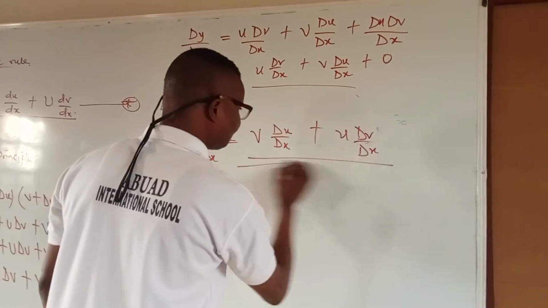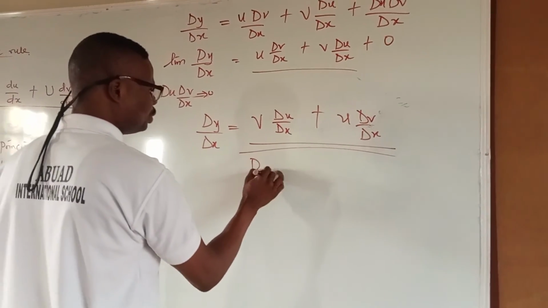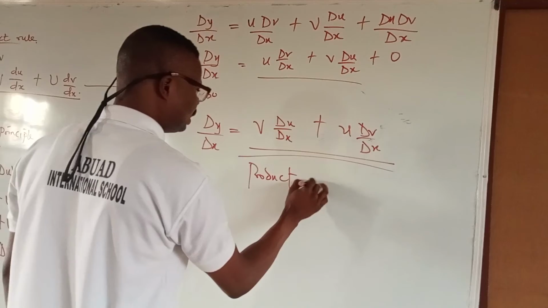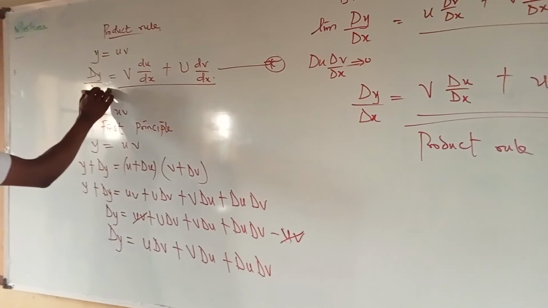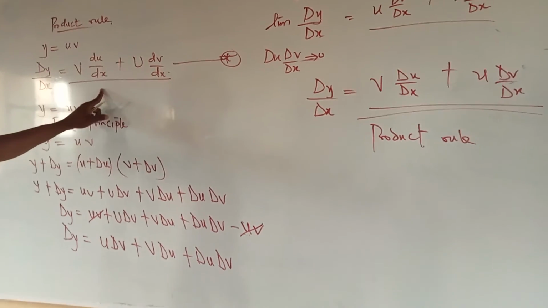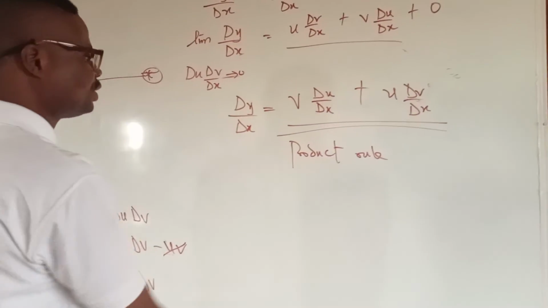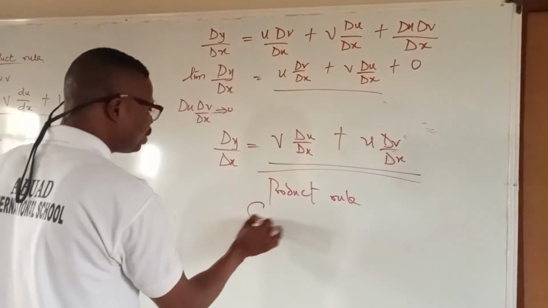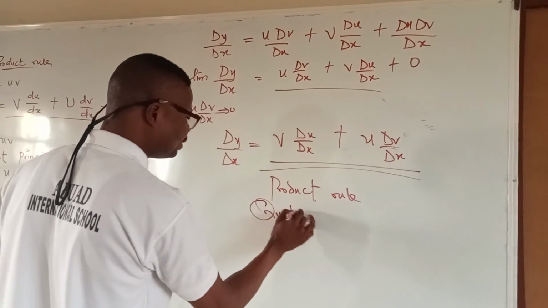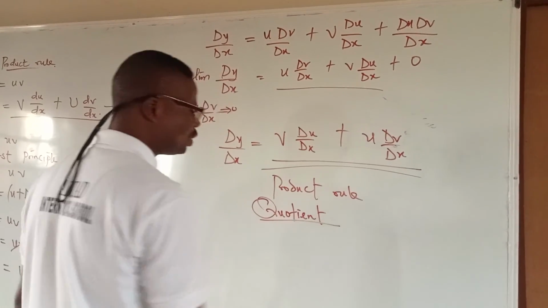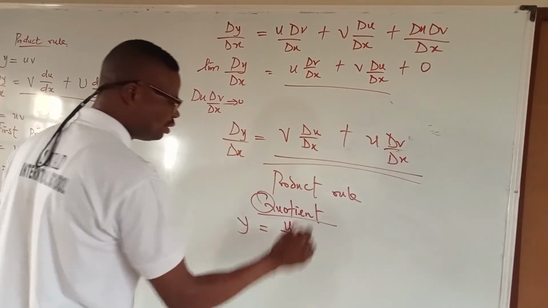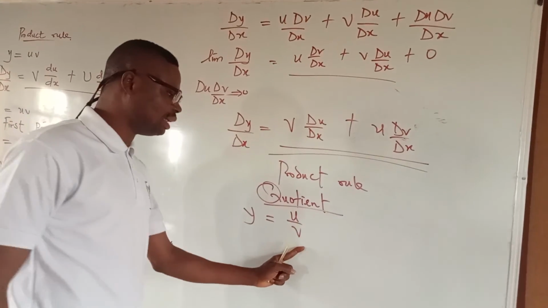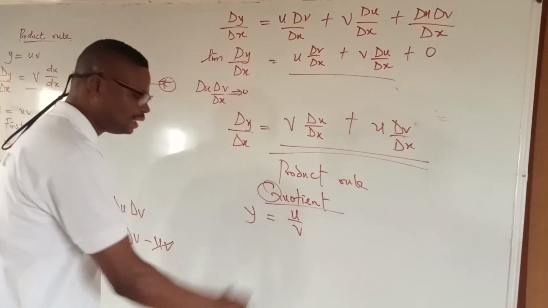So this formula is called the product rule. Just as we have shown from here, the first derivative will give us v du/dx plus u dv/dx. So the next is going to be the quotient rule. The quotient rule talks about when you have a function equal to u over v, that is a function dividing another function, how do we get the first derivative?